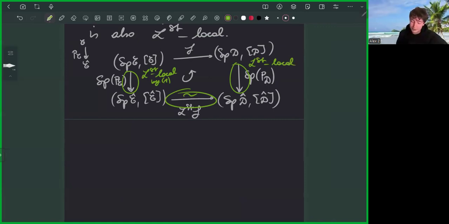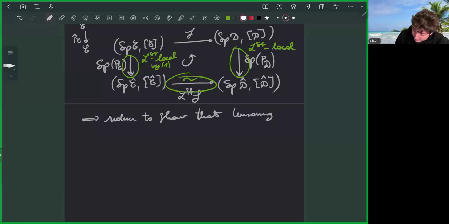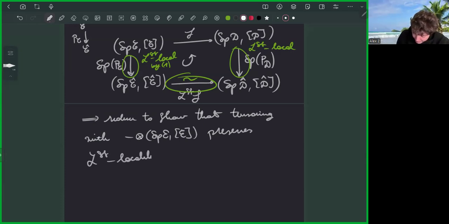So in particular, we can reduce to showing that tensoring with SPE, the equivalence class of E, preserves LST locality of F being equal to SP of PC. So we can reduce to the special case. So why is this the case?